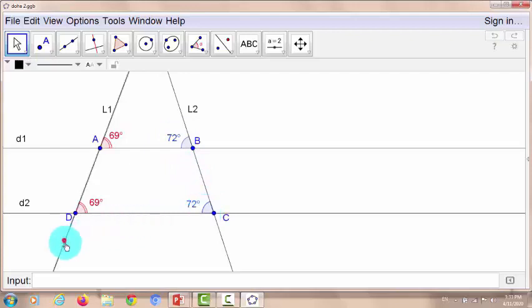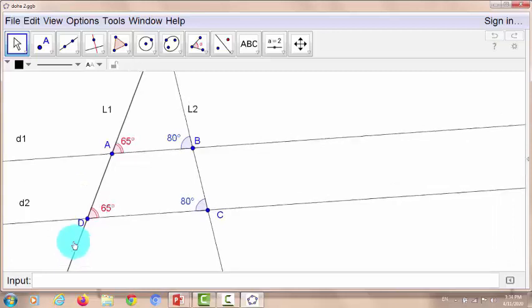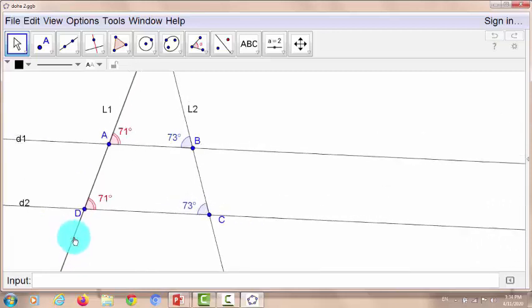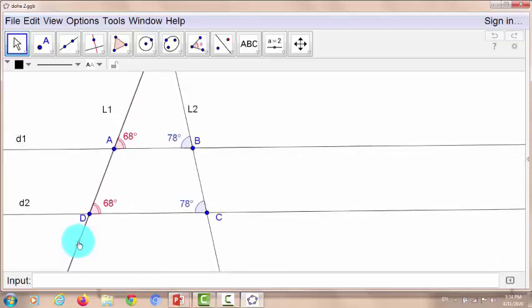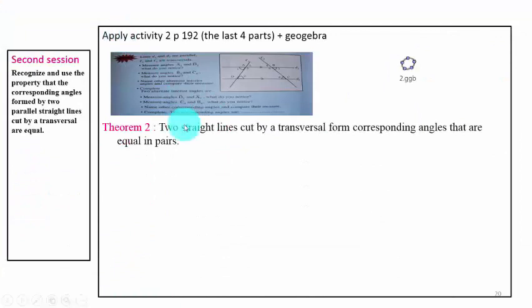I will move the transversal. Pay attention to corresponding angles. As I move the transversal, corresponding angles are still equal to each other. Why? Since the two lines are parallel. Theorem 2. Two parallel straight lines cut by a transversal form corresponding angles that are equal in pairs.